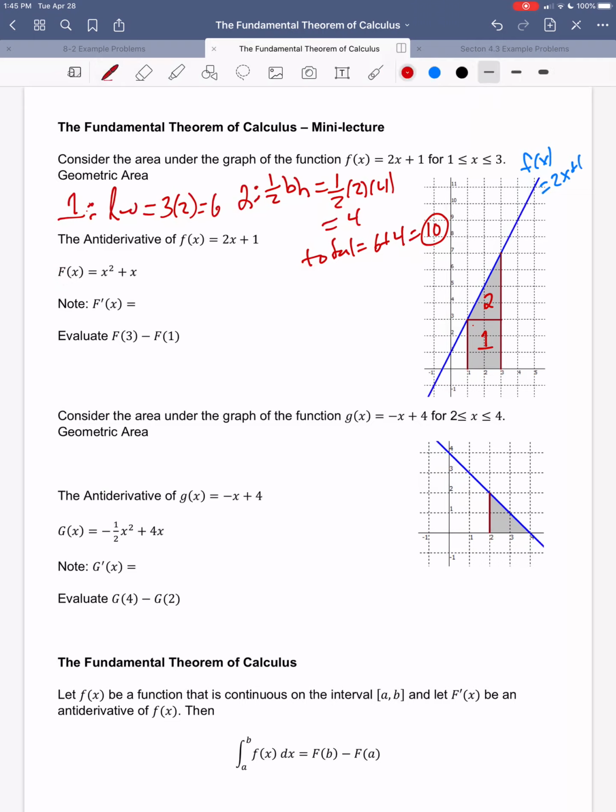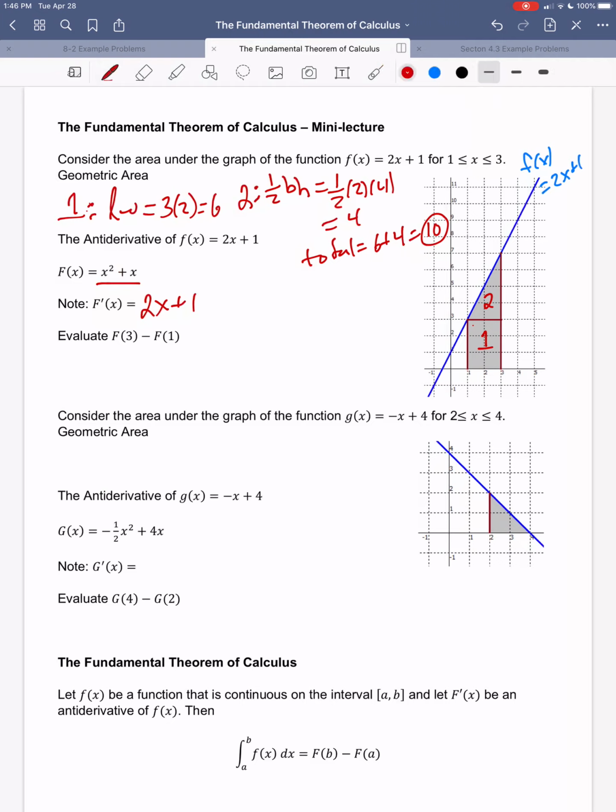Now to check that, notice I could just ask, what's the derivative of capital F of x? Well, the derivative of x squared, I would just bring that 2 down in front, so that would be 2x. And the derivative of plus x, well, the derivative of x is just 1. So notice I really do have the antiderivative. If I take the derivative of this antiderivative, I get back to the original function.